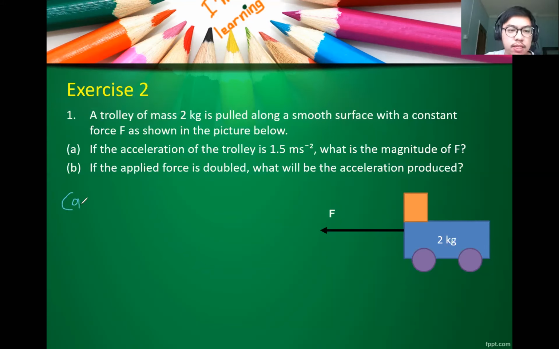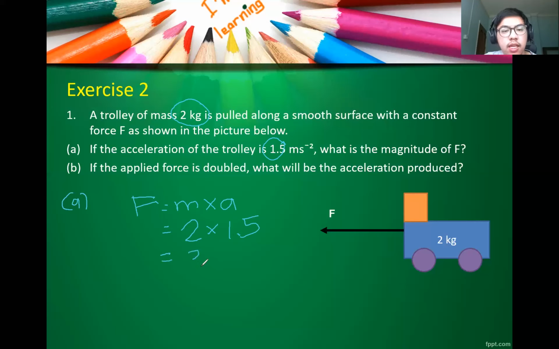Let's answer A first. So for A, let's write down the equation. Force is equal to mass. I'm sorry for my handwriting. I only have a mouse here to write things down, but bear with me. So F is equal to ma. Force is equal to mass times acceleration. The mass is 2 kilograms. And then the acceleration is 1.5. So 2 times 1.5 is equal to 3. And then don't forget to write down the units every time, 3 newtons. Okay? So that's the answer for A.